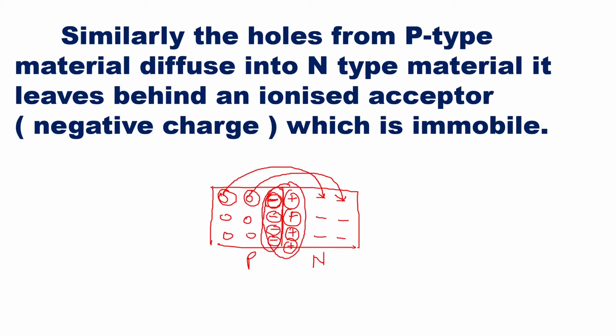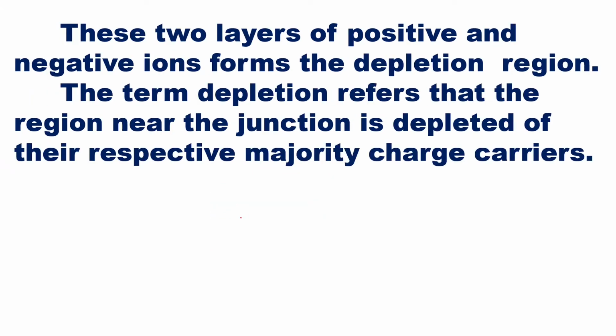Okay, so these were immobile charges, which were ions, which are not going to move, and you will also see that the main charge carriers from either side will also stop moving further. Clear? Now this is a process which goes on when you join p and n type semiconductors. Now these two layers of positive and negative ions form the depletion region. So here we come to the concept of what is the depletion region.